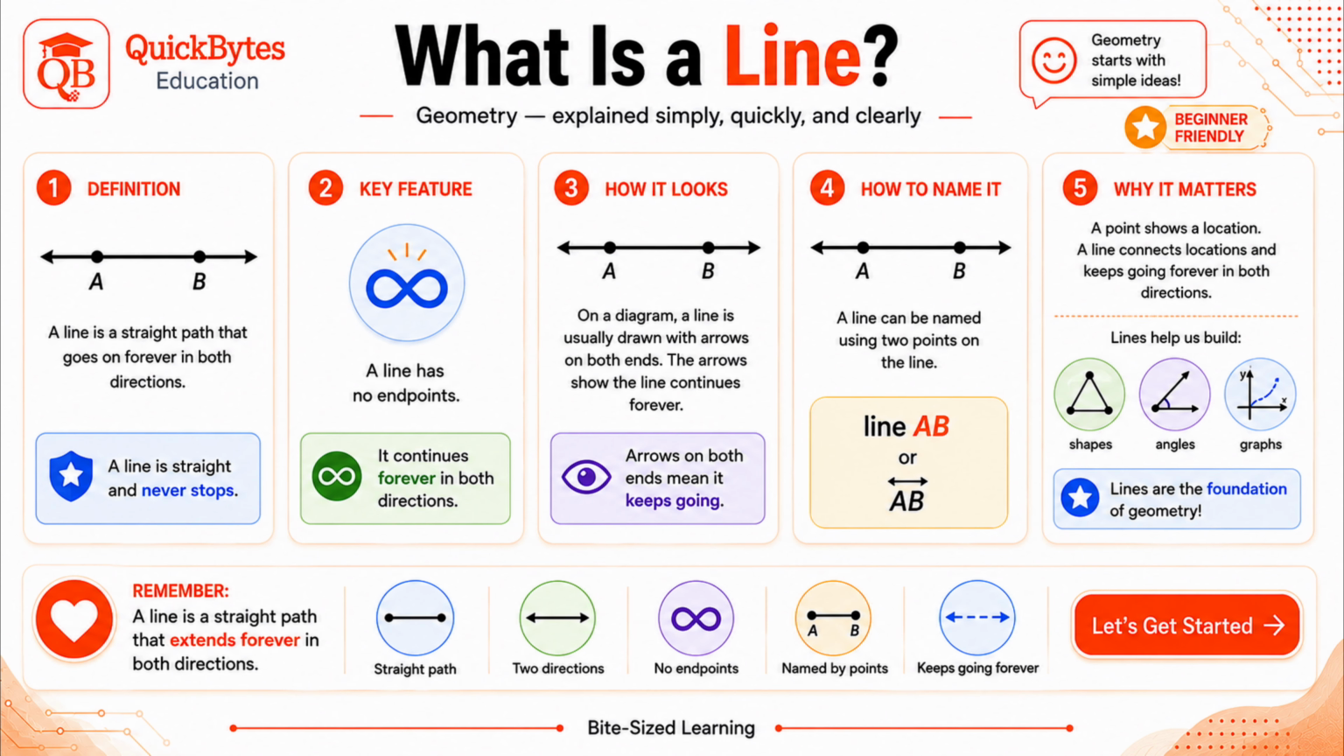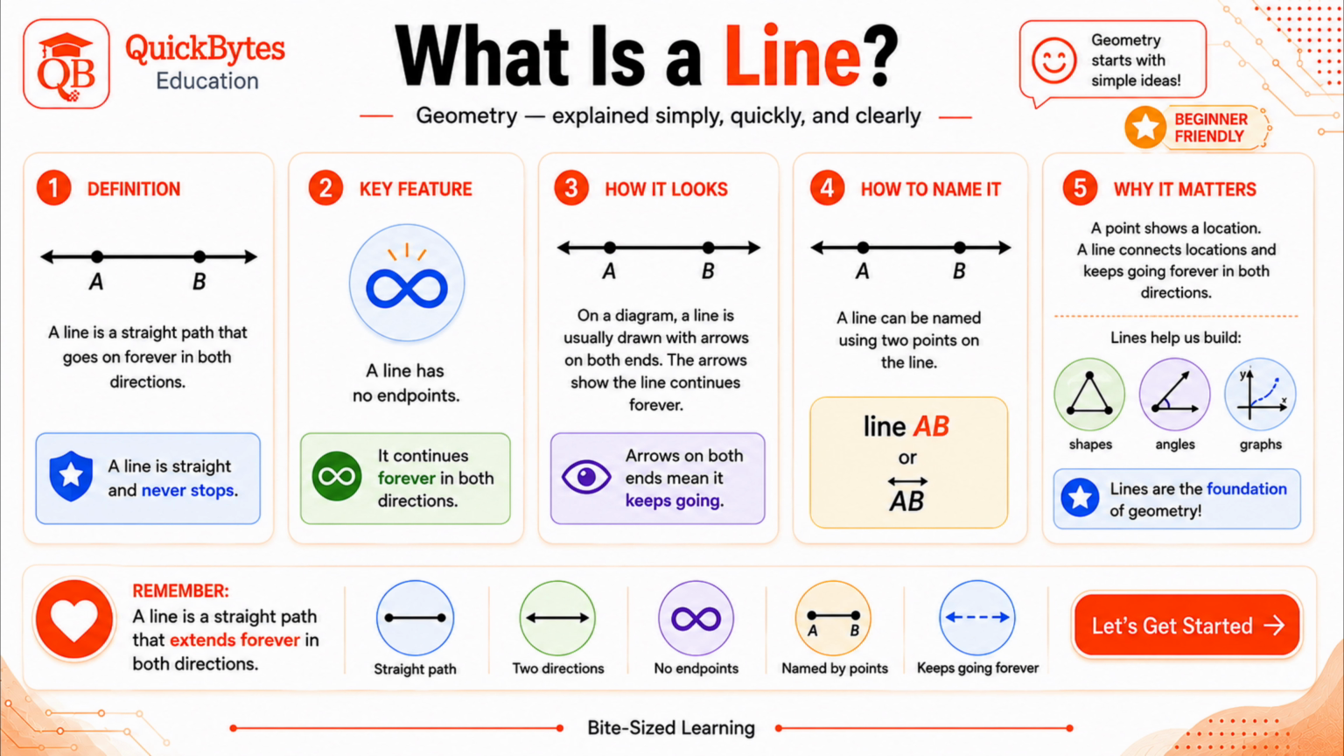A line is a straight path that goes on forever in both directions. A line has no endpoints. That means it does not stop. On a diagram, a line is usually drawn with arrows on both ends. Those arrows show that the line continues forever.